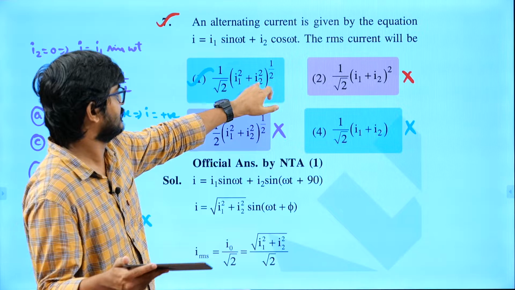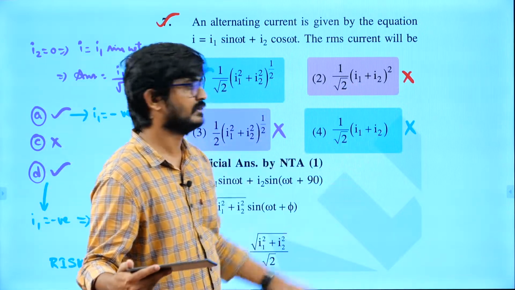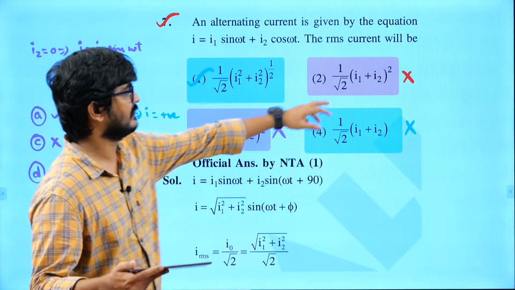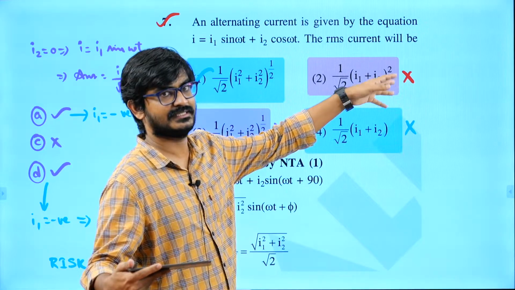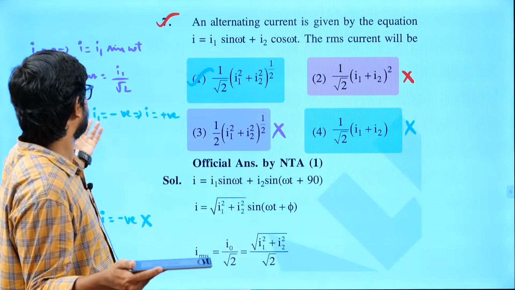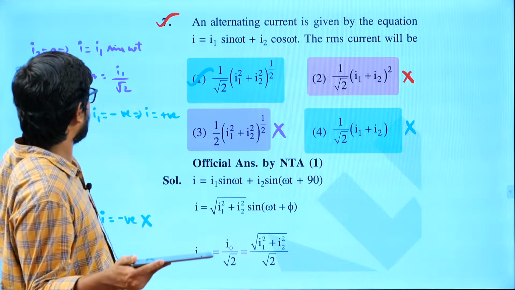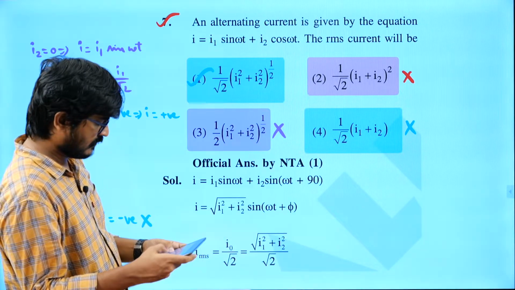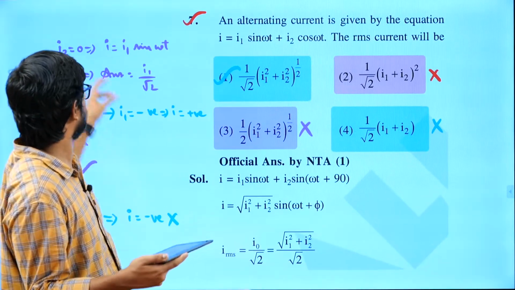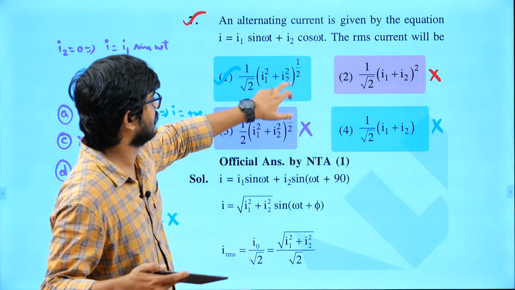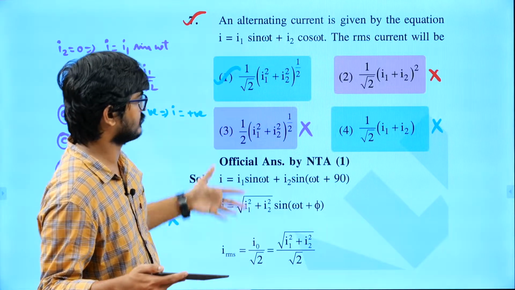Now if I2 is 0, I will be checking what will happen. And you can eliminate this one because you can clearly see this is current square dimensions, right? So directly I can eliminate option 2. Now option A, when you substitute I2 equal to 0, is turning out to be I1 by root 2. So you can't do much.